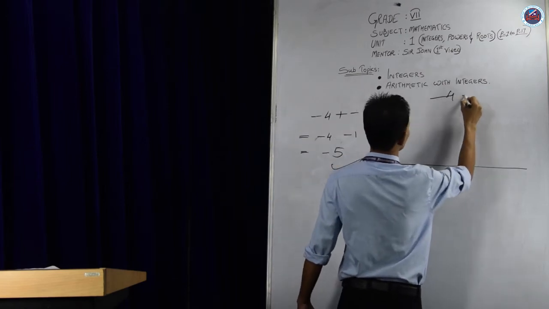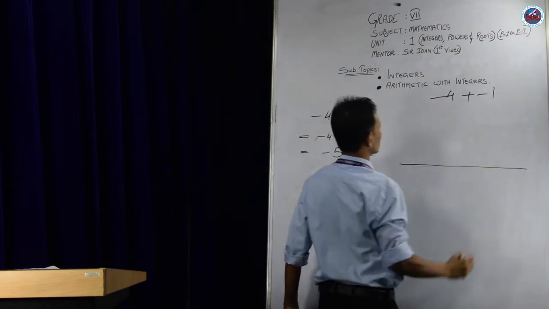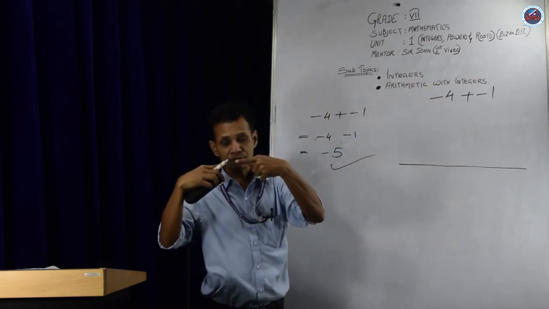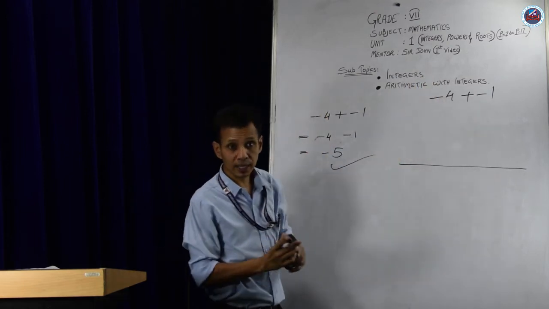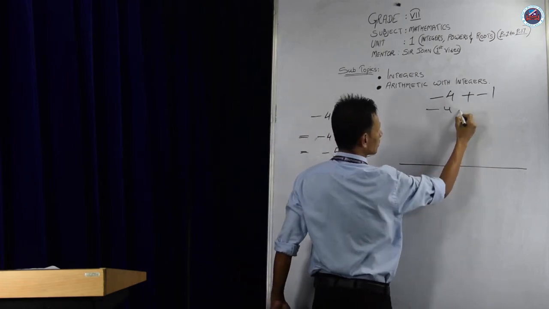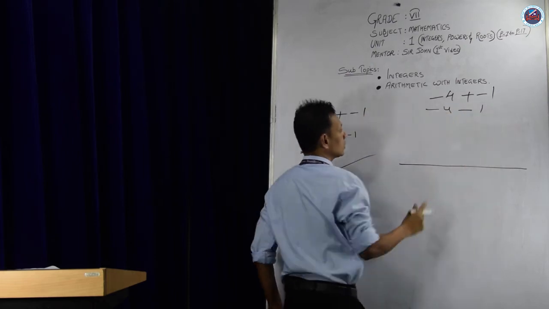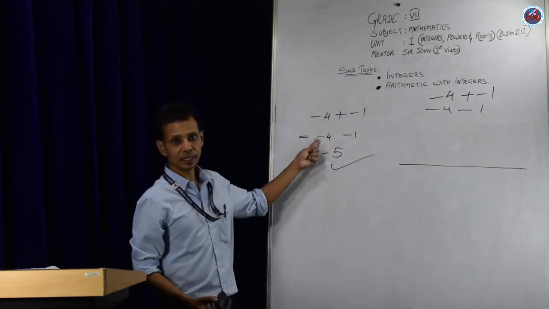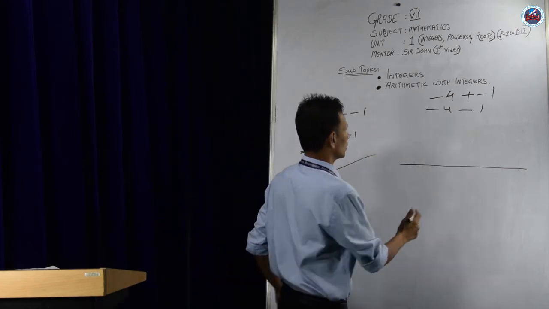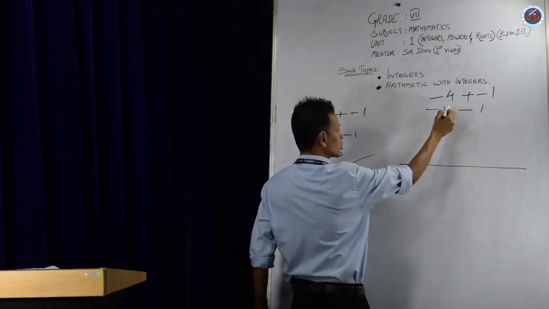Minus 4 plus minus 1. Whenever you see two signs facing together, I told you to work it out, right? So do it like that. Minus 4 plus minus 1 becomes minus 4 minus 1. After that, no need to do anything else. Just look here. First you check this.